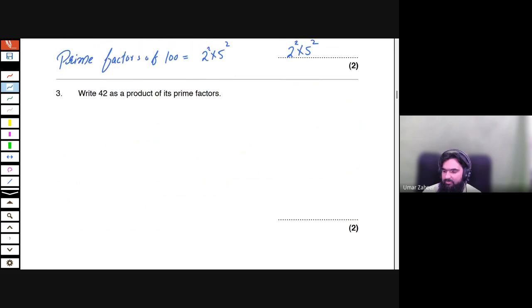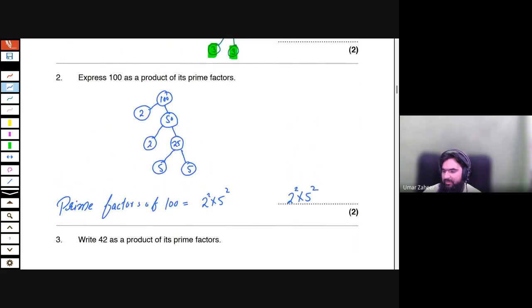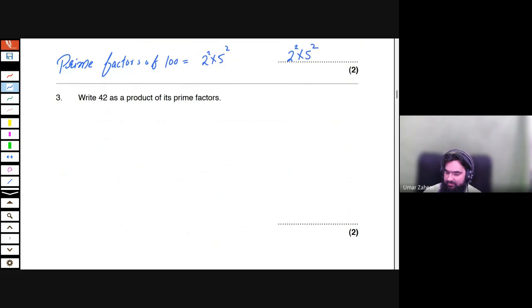He says that write 42 as a product of its prime factors. So again, you have two different ways. Here we have to find it by making a T diagram. Let's do it this way. You have to do it by dividing the 42.